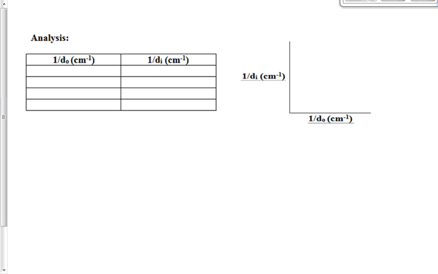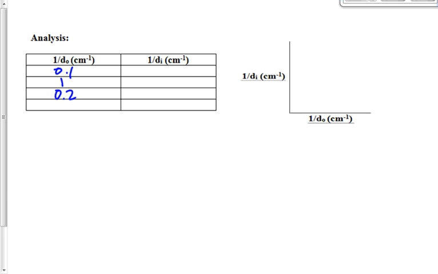So we're going to say not dO and dI, but the inverse of dO and dI. 1 over dO, 1 over dI. If dO was 10, then 1 over dO would be 0.1. If dO was 1, then 1 over dO would be 1. If dO is 5, then 1 over dO would be 0.2. Literally, all you're doing is flipping it over.